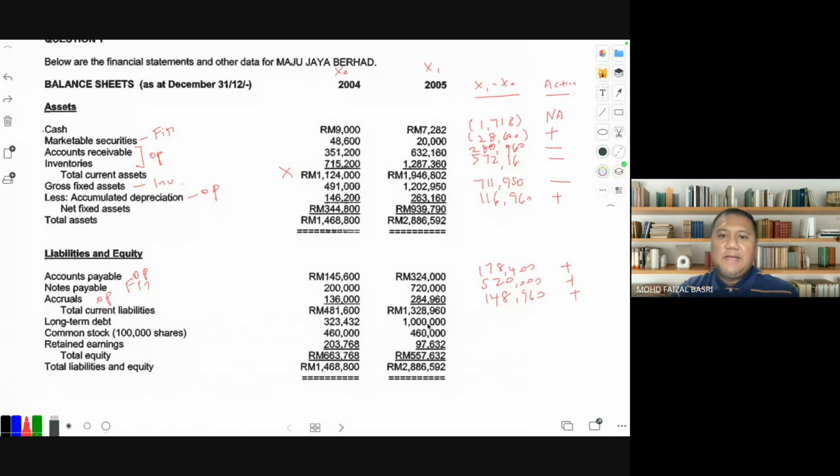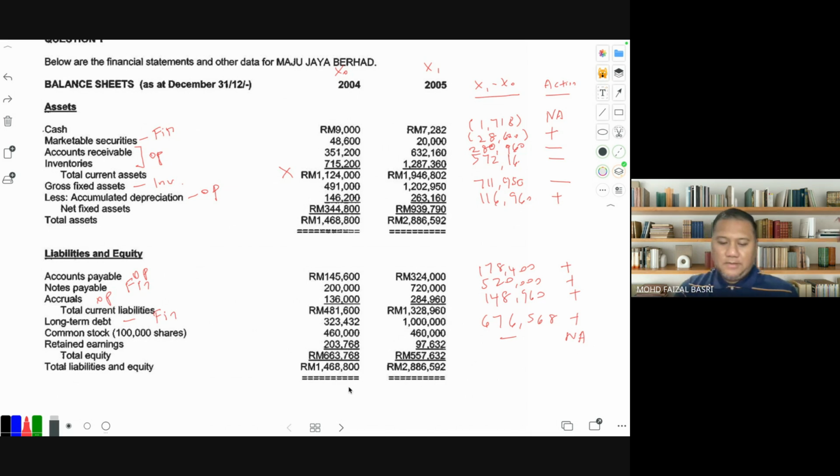Okay, so for long-term debt, 1 million minus 323,432. So there's another increase of 676,568. So this is another plus. Okay, and this long-term debt masuk financing activity. So there's no changes here, not applicable.